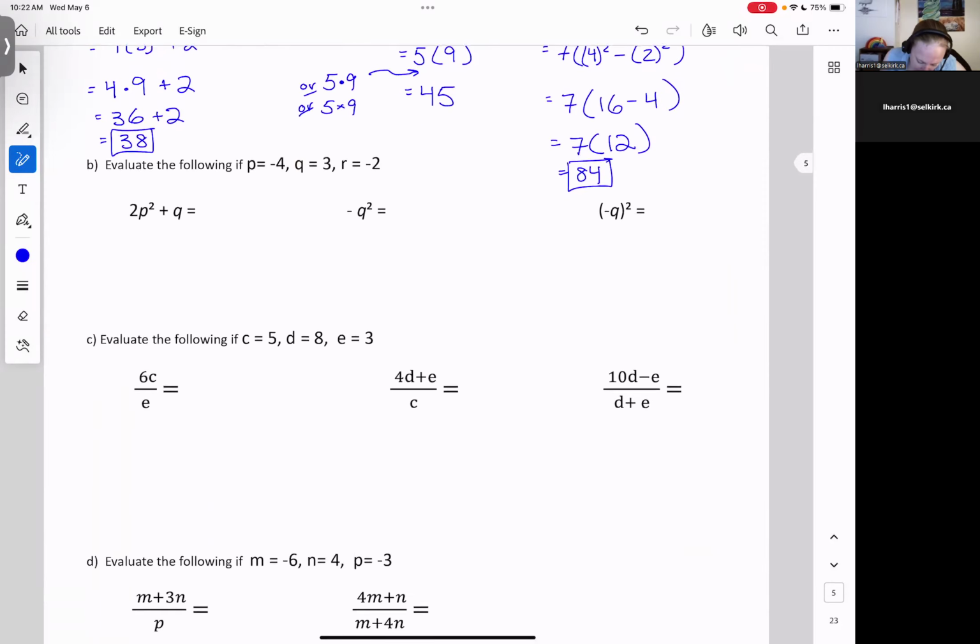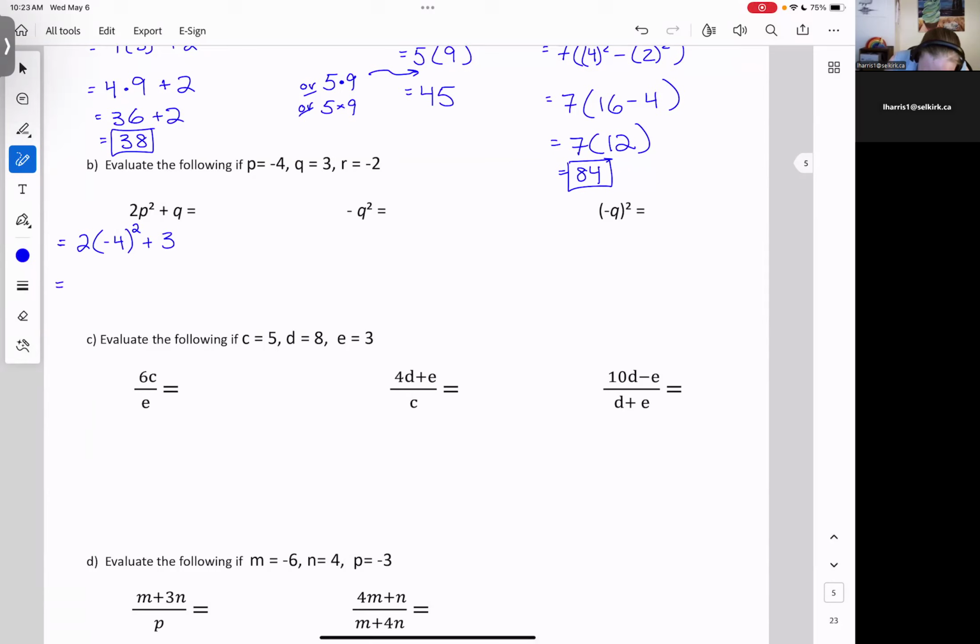Okay, next one. We've got 2 times p squared. P is -4. So all of P was getting squared. That means all of -4 is getting squared. That's why the brackets are super important here. Because if I didn't have the brackets there, only the 4 would be getting squared, not the negative. So we need to show that the entire -4 is being squared. And then we've got plus Q, which is plus 3.